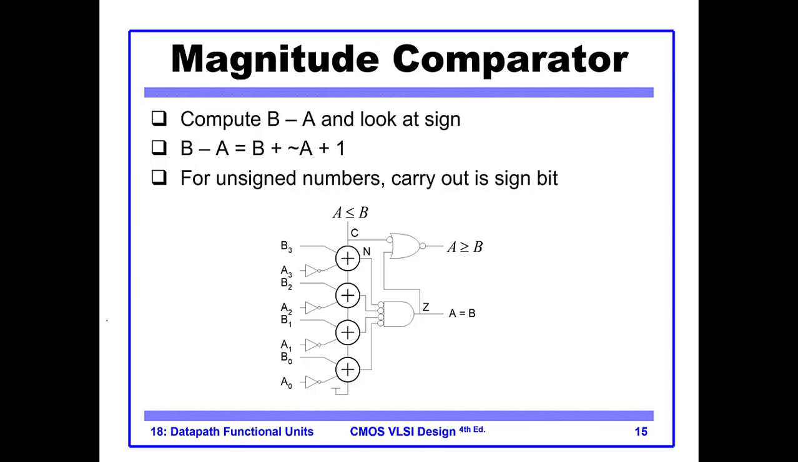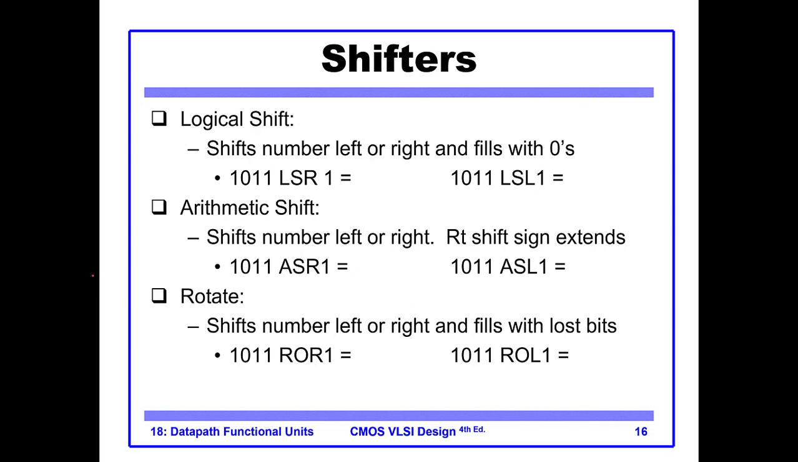Okay, if you want to calculate A greater than B or smaller than B, you can use the logic of B minus A. So if B minus A is positive, then B is greater. If it is smaller, then A is greater. So you can use an adder here.